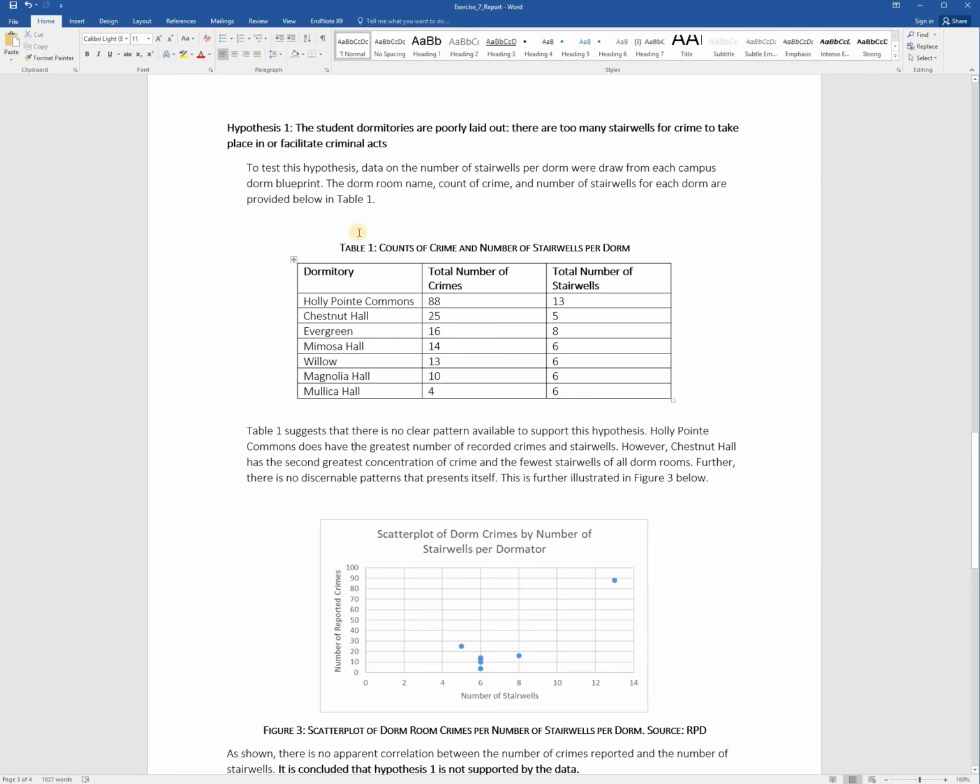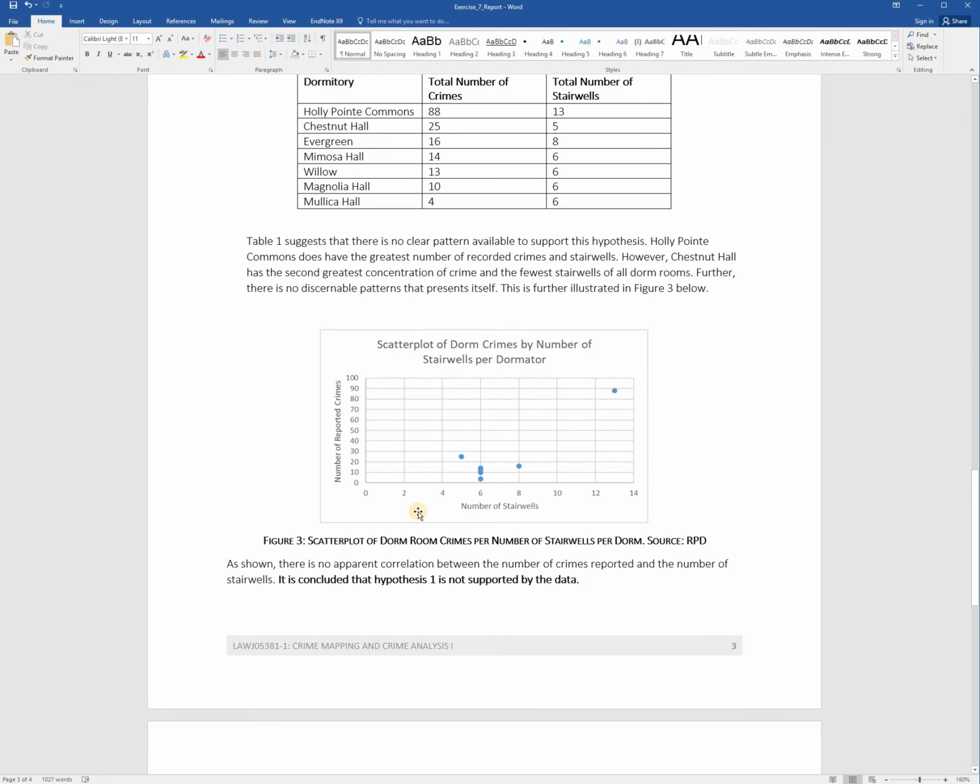Although this information is provided in a table, I provide a very succinct interpretation of this table in text. I say that Table 1 suggests that there's no clear pattern available to support the hypothesis. Although we see that Holly Point does have the greatest number of crimes and stairwells, the second highest, Chestnut, has the lowest number of stairwells.